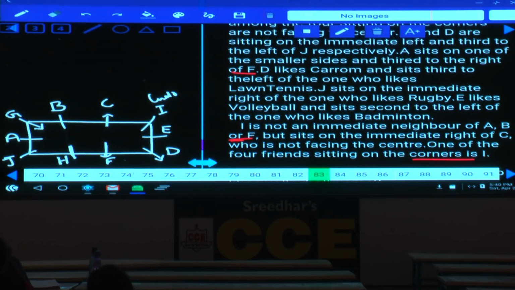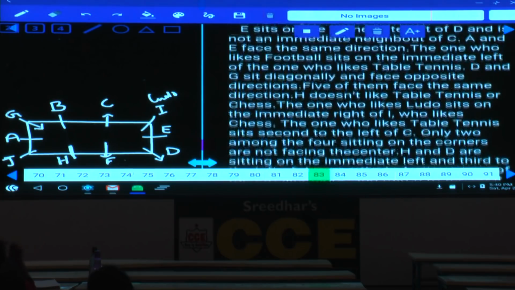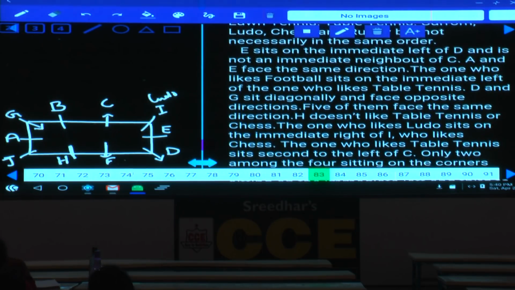Start your games. Now first we have finalized the arrangement of these persons, and E sits on the immediate left of D. E is on the immediate left of D and is not an immediate neighbor of C, and A and E face the same direction. Now remember this one: A and E are facing the same direction. Same direction means whether they are facing the center or away from the center. As of now we cannot determine which.